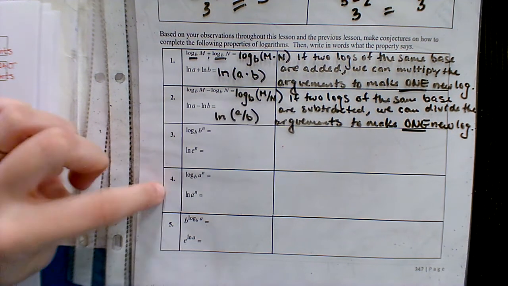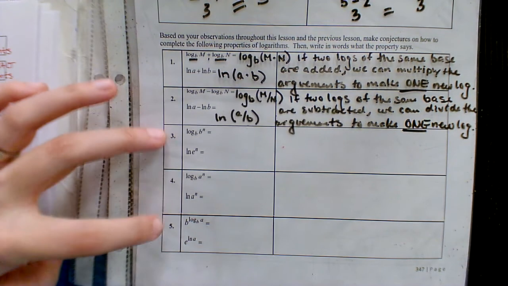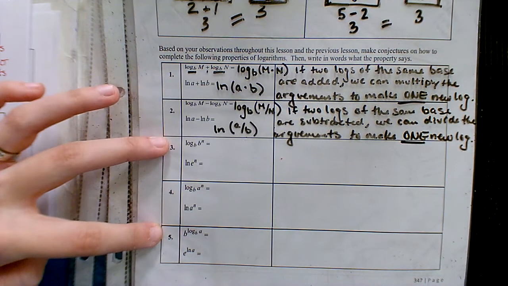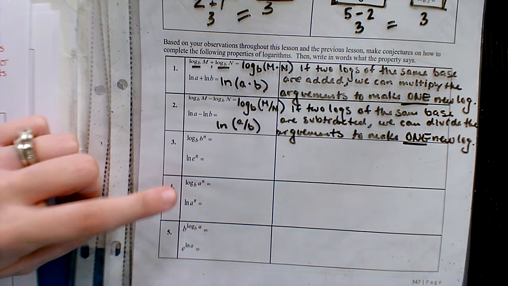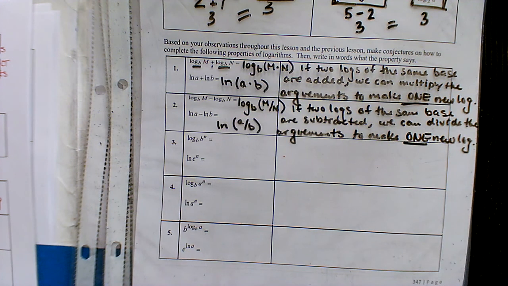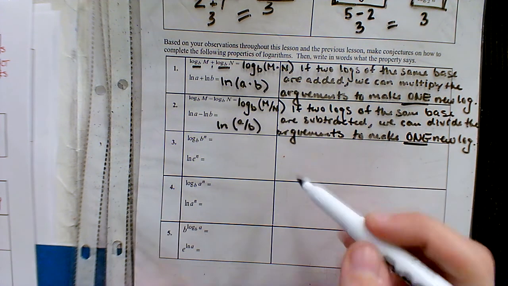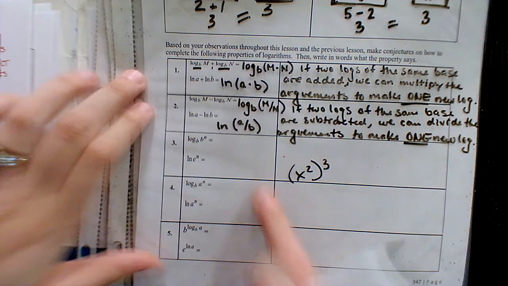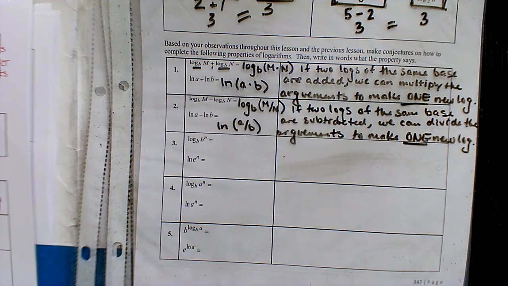I'm going to skip down to number 4, and then I'm going to come back to 3 and 5 and use a calculator to help you visually see what's going on with these two properties. So if we take a look at 4, notice how in 4 the argument is being raised to a power. Can you think back to when we did properties of exponents? How did we simplify a power to a power? For instance, if I had x squared cubed, you multiply them. So if you have a power to a power, you can multiply the powers together.